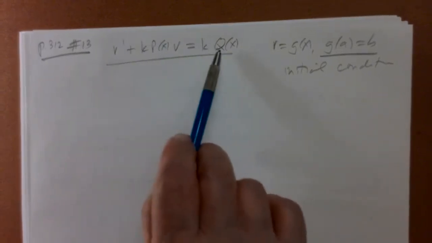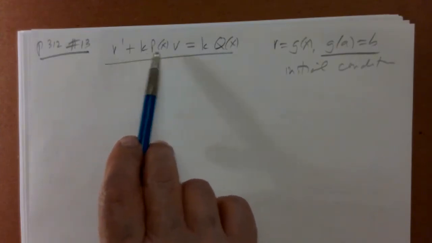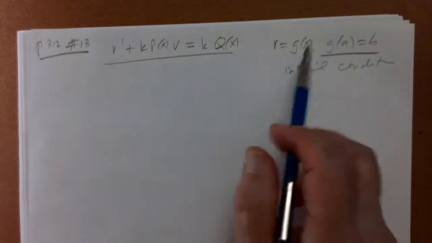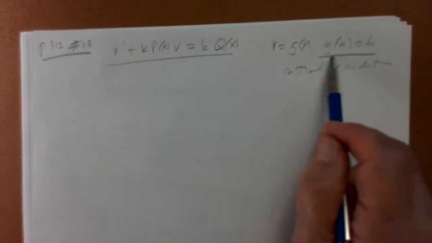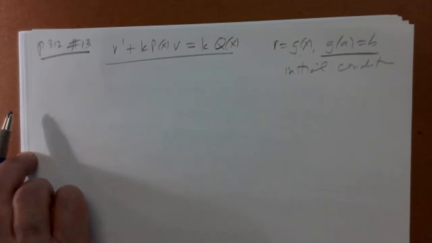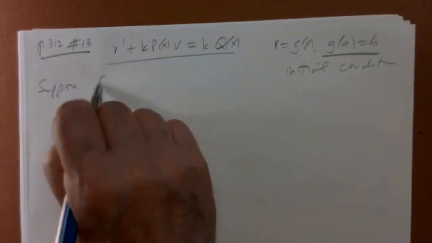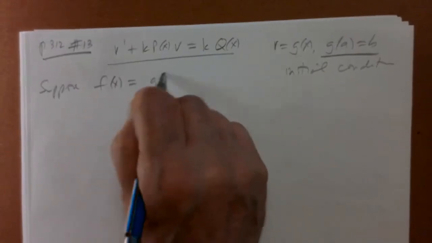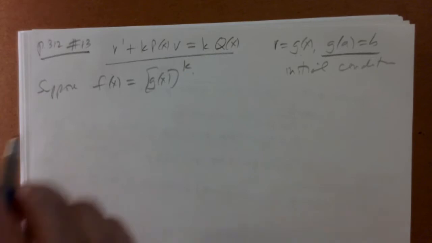We have functions p and q, and we have this non-homogeneous equation v prime plus k p of x v equals k q of x. And the unique solution of that equation is v equals some function g of x, unique satisfying this initial condition, g of a is equal to b. So let's suppose that f of x is a function which is g of x raised to the power k.